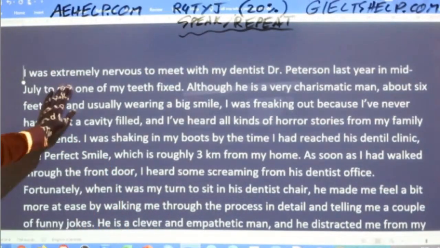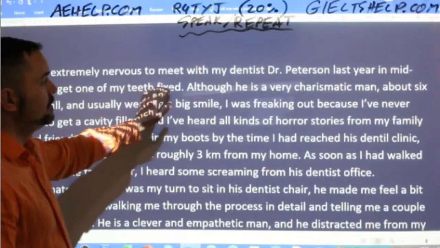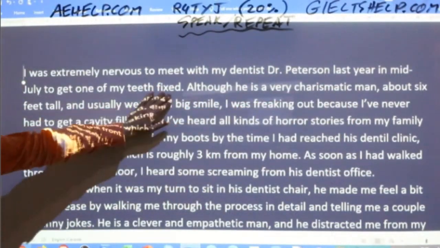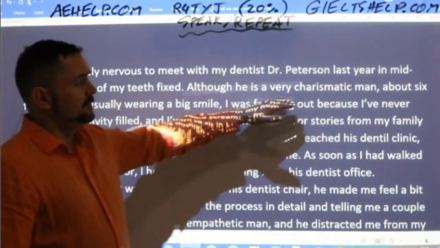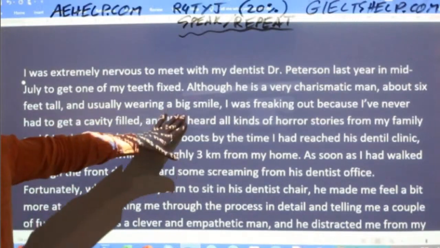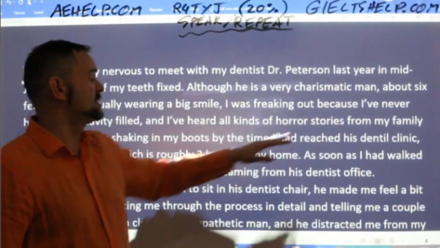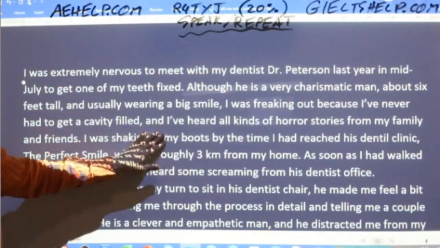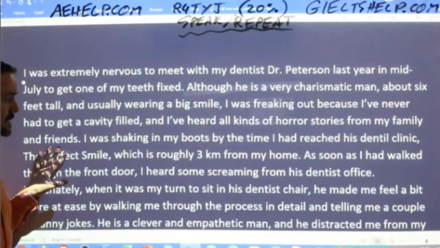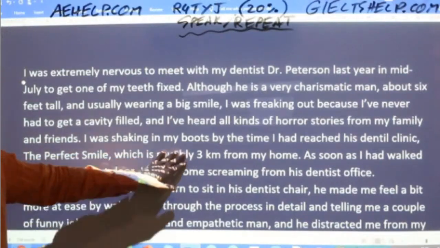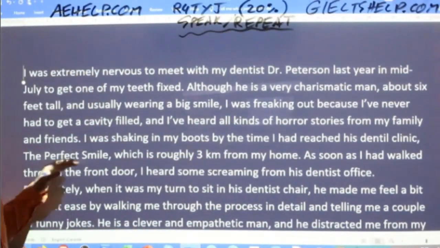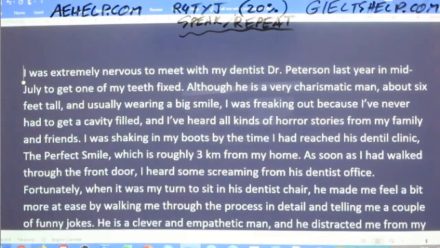So I was extremely nervous to meet with my dentist, Dr. Pedersen, last year in mid-July to get one of my teeth fixed. Although he is a very charismatic man, about 6 feet tall and usually wearing a big smile, I was freaking out because I've never had to get a cavity filled, and I've heard all kinds of horror stories from my family and friends. I was shaking in my boots by the time I had reached his dental clinic, The Perfect Smile, which is roughly 3 kilometers from my home.